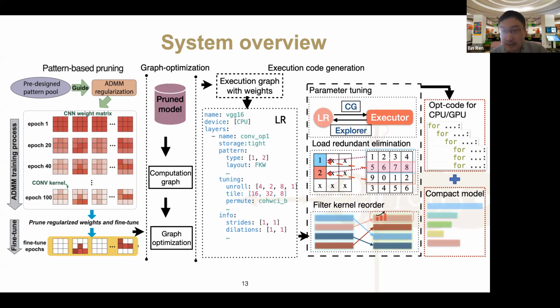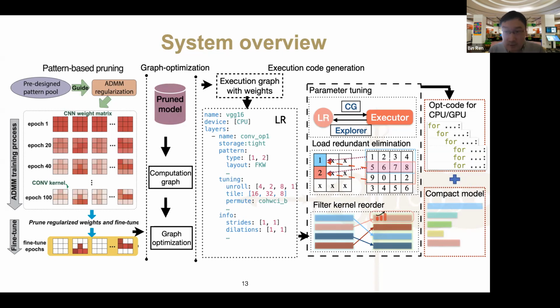For example, what's the pattern ID of this layer and what's the storage of this layer. And also we include some information which is not related to the pattern. For example, some general tuning parameters like the unrolling factors, tiling factors, and what kinds of permutation we are using, and also some basic information about this layer. For example, the stride and the dilations and other information. So this is a layer-wise representation.